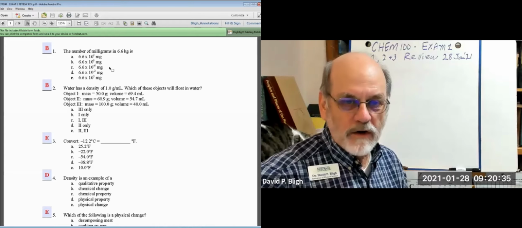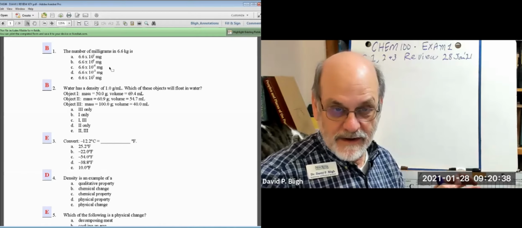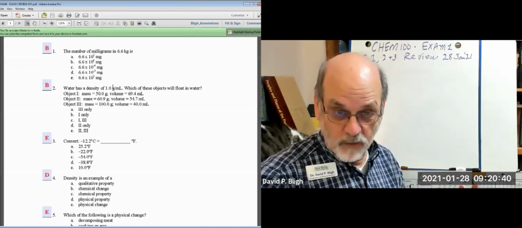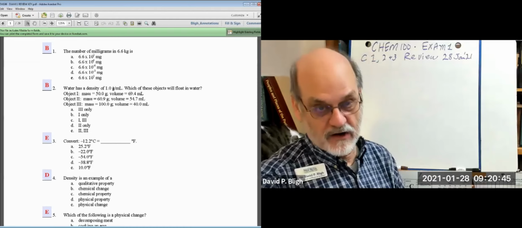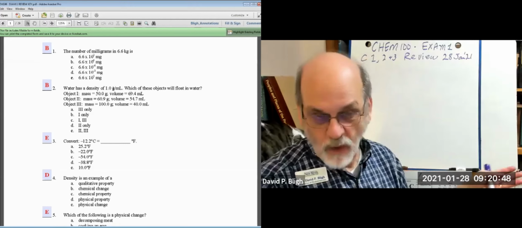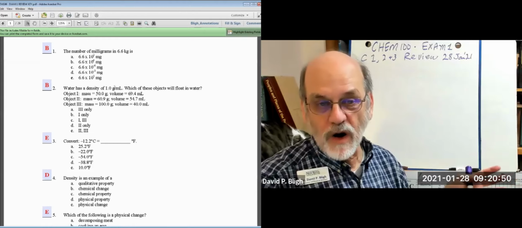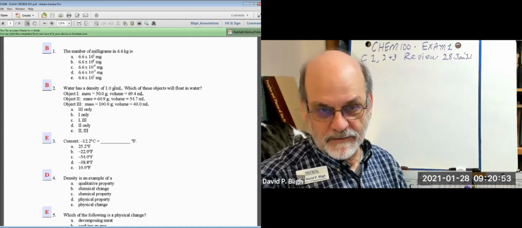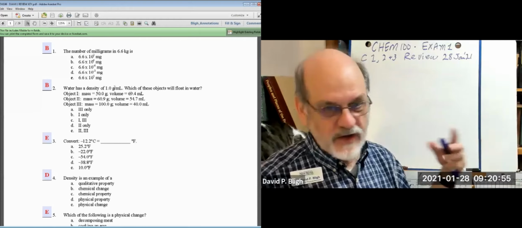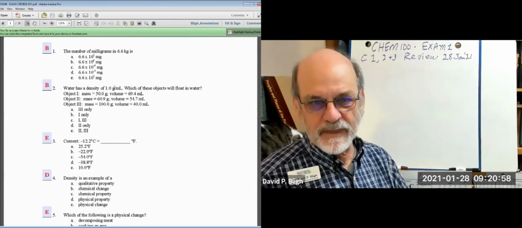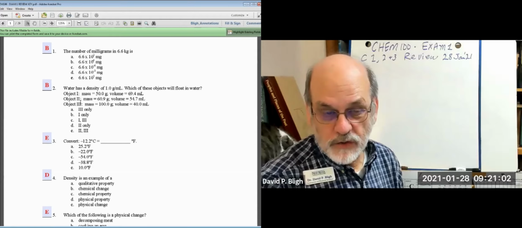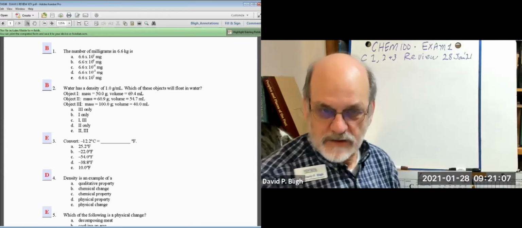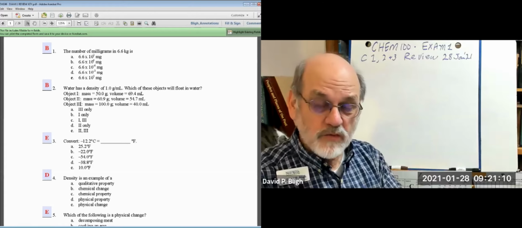Water has a density of 1 gram per milliliter. So that's how the mass of water per milliliter is 1 gram. That's an intensity factor. In other words, it doesn't matter how much water you have, this value for water is always the same. You can have a little bit, you can have a whole lot, it's still 1 gram per milliliter. So, which of these objects, object 1, 2, or 3, will float in water? So there's your question. We want to find out which one floats.